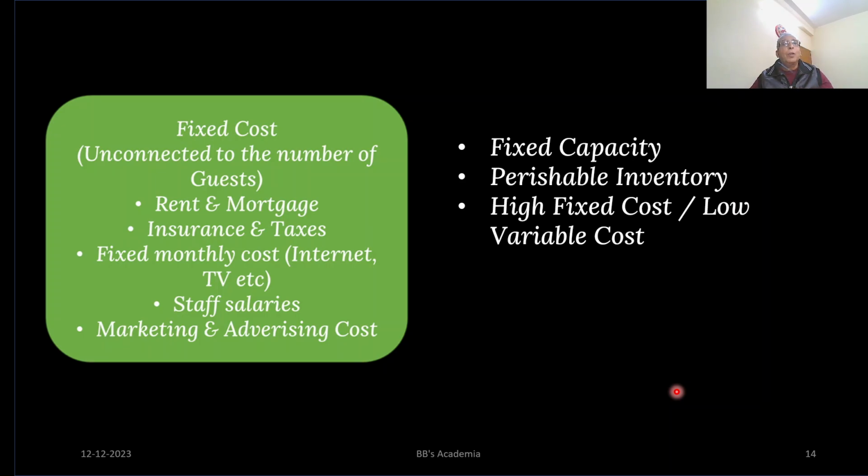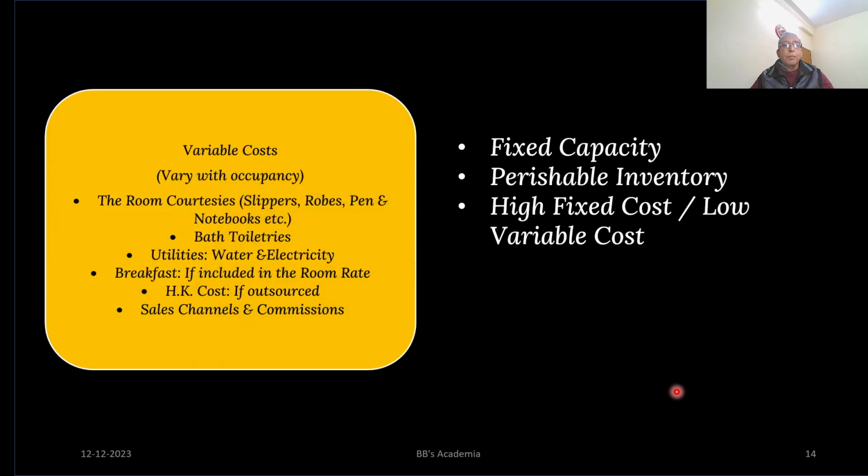What is a low variable cost? That is very much connected with the occupancy. The room courtesies like sleepers, robes, pen, notebooks, etc. Bath toiletries, utilities like water and electricity. If a guest is there, water will be consumed, electricity will be consumed.